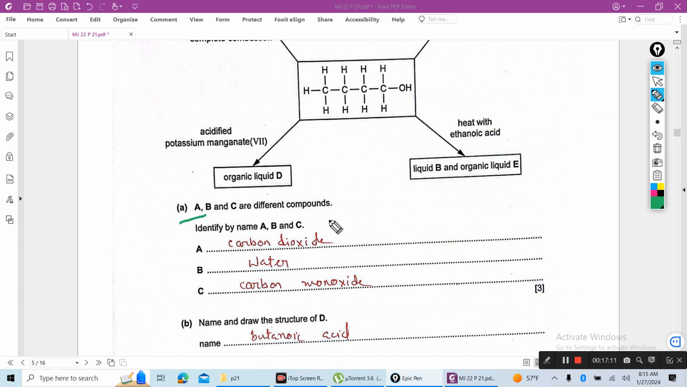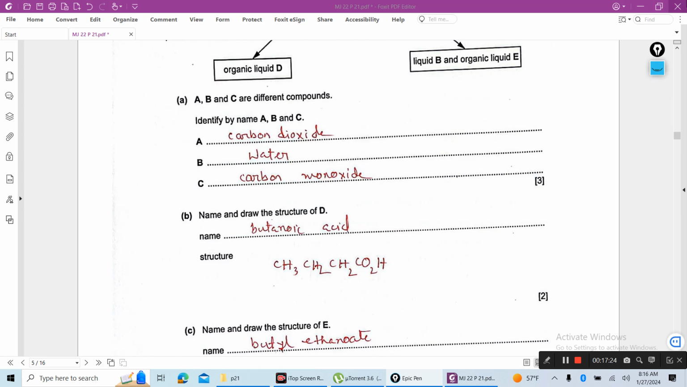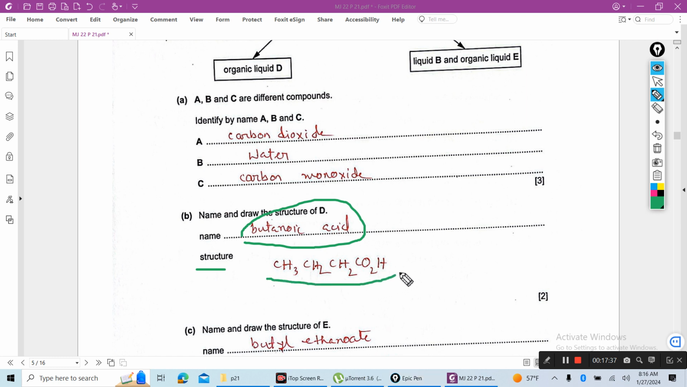A, B, C are different compounds. A is carbon dioxide, B is water, C is carbon monoxide, from incomplete combustion. Name and draw the structure of D. D is butanoic acid. Butanoic acid has 4 carbons: 1, 2, 3, 4. A 4 carbon containing carboxylic acid is butanoic acid.